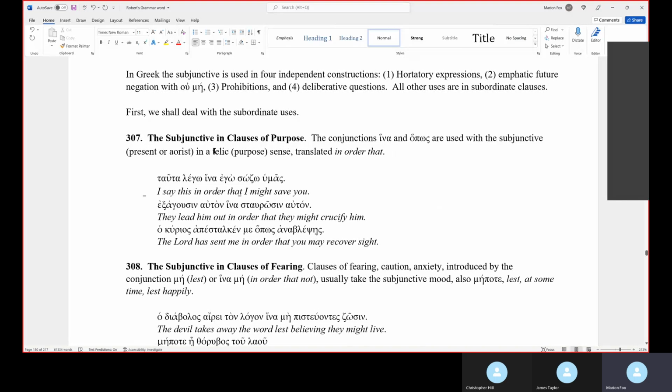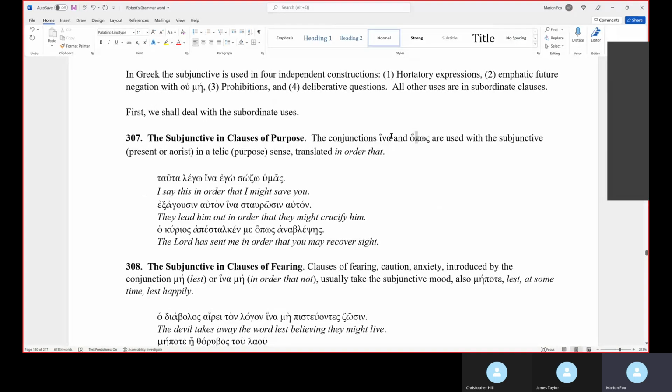You'll see that term telic. It's in an English dictionary, in a good English dictionary that is, and it's purpose. So these two words, hina and hopos, notice the rough breathings, are used with subjunctive. Now, these words take the subjunctive, or they could go with the optative, which we haven't covered yet. The optative is real rare in the New Testament. It's found a few times, but not many. It will be one of the last things we cover in this book. Optative mood. It's a wish. Generally, most of the time, it's a wish, right? A desire or a wish.